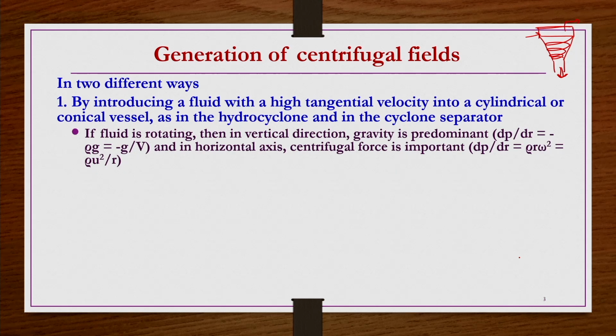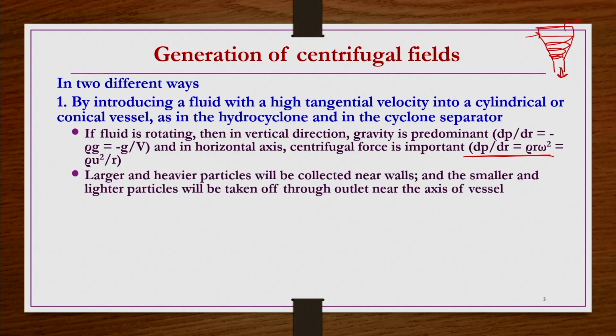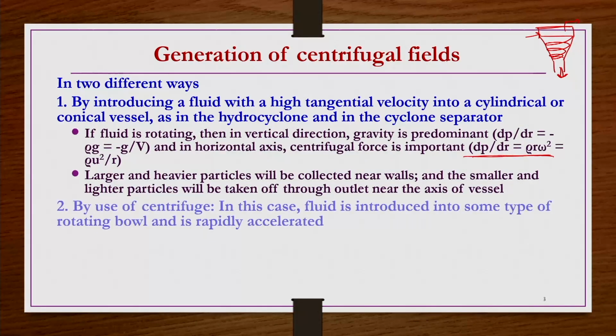And in the horizontal axis, what we have? We have centrifugal force predominating, where the pressure drop dP by dr is nothing but rho r omega square, which can be written as rho u square by r as well. So, this dP by dr equals rho r omega square, which we are going to derive in subsequent slides. And then larger and heavier particles will be collected near the walls, and smaller and lighter particles will be taken off through the outlet near the axis of the vessel.